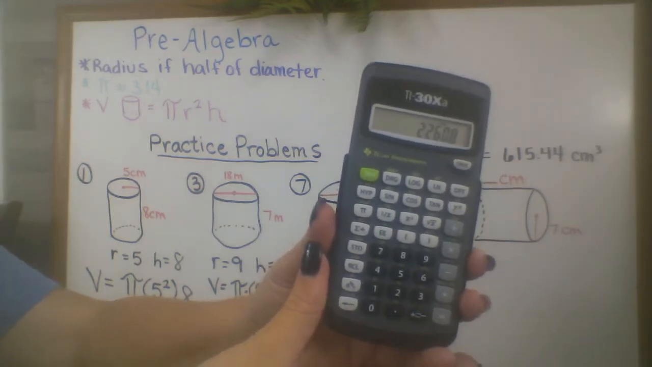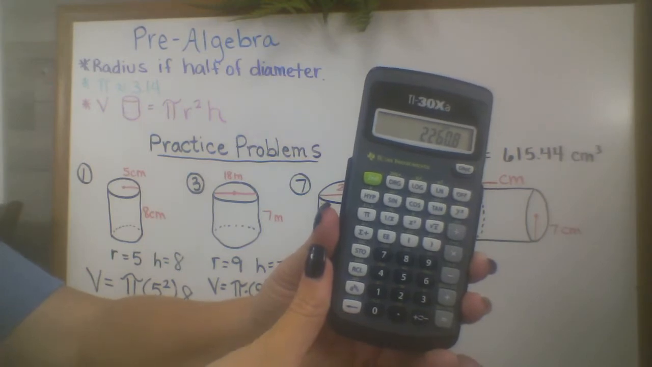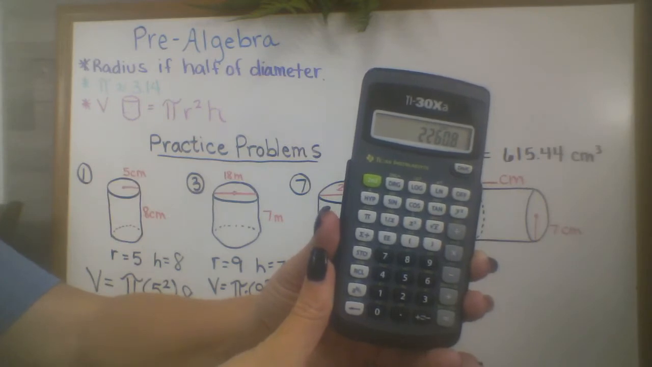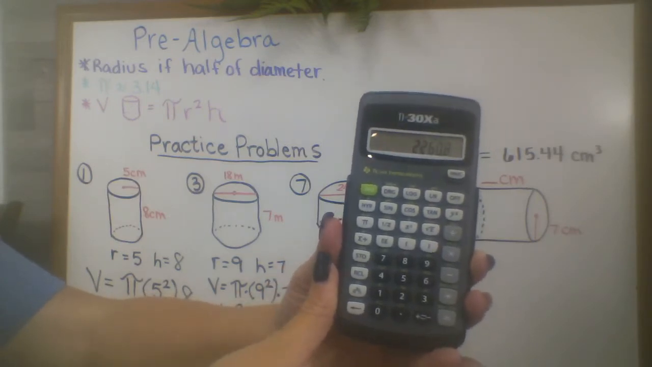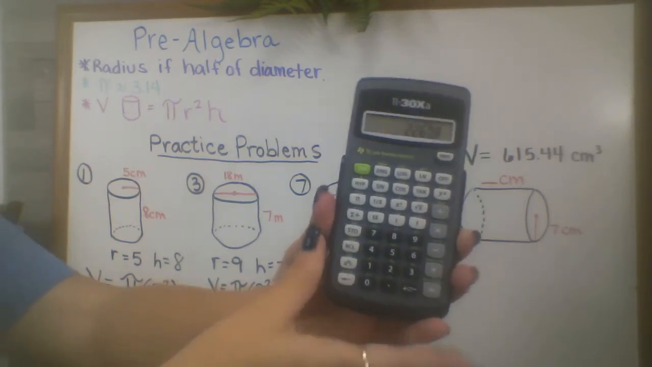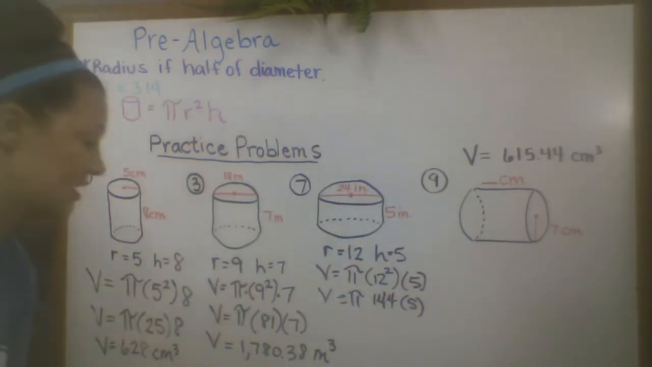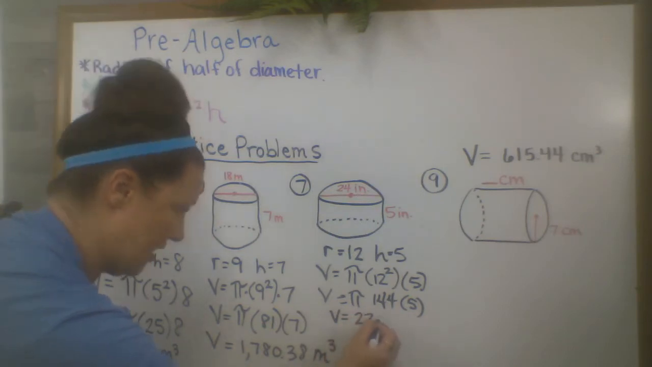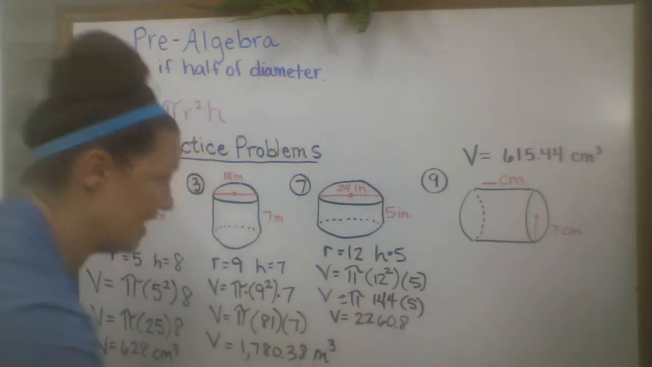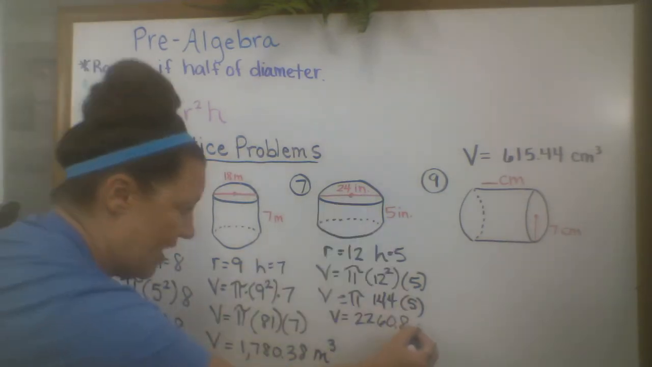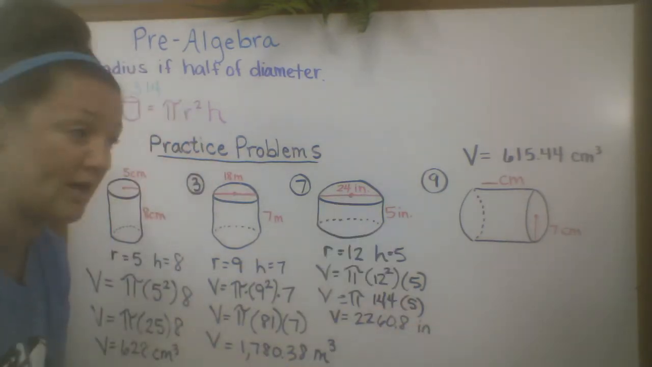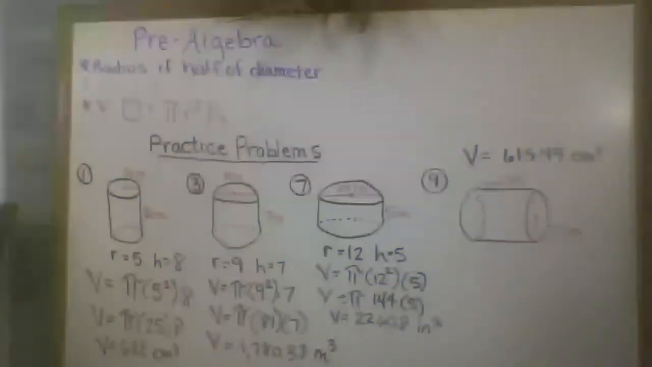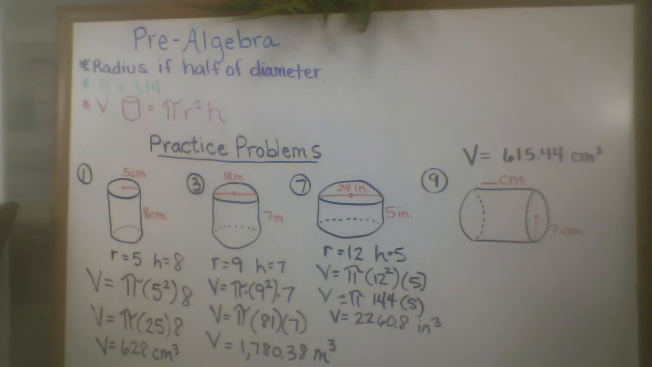Round to the nearest hundredth, you could add a 0 after that 8. And if they said round to the nearest whole number, what would you get? Good, that would be 2,261 if it was to the nearest whole number. We're going to write it how it is, 2,260.8. And again, we have to label it. We have inches, and when we're talking about volume, we're not talking about squared, we're talking about cubic. All right, so that is number 7.